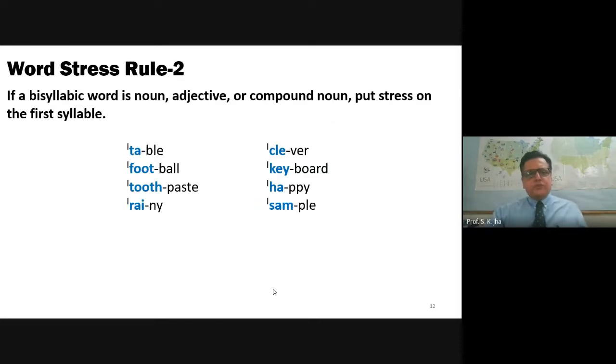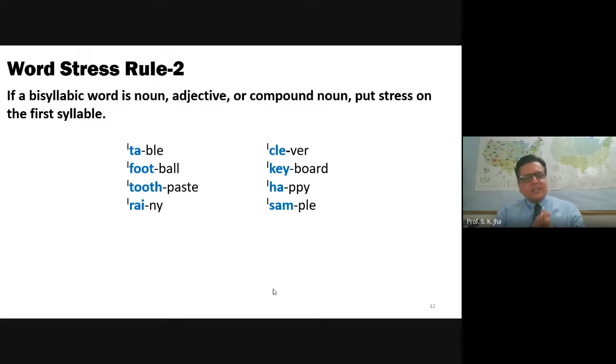Now let's move to rule number 2. What does this rule say? This rule says if a bisyllabic word, which means when you have 2 syllables, is a noun or adjective or compound noun, put stress on the first syllable. So when you divide these words into syllables, what are the first syllables? In the case of table, you have to put stress on ta. Why?